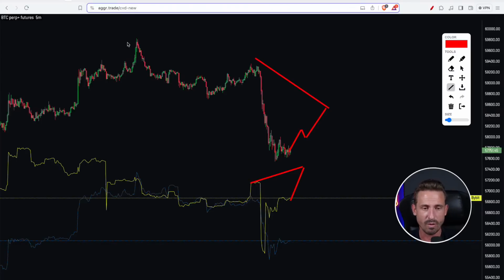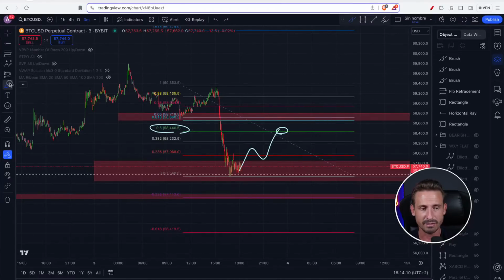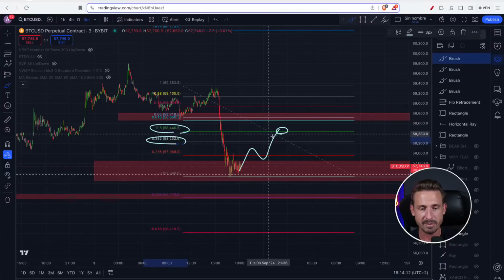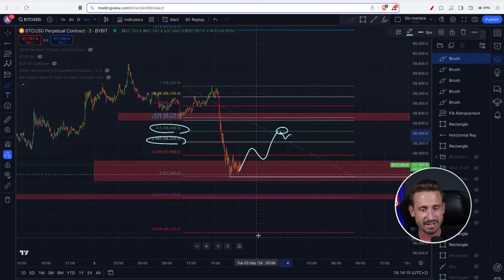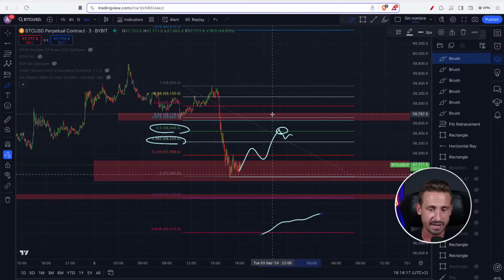We got a possible wave 1, wave 2, wave 3, wave 4, wave 5. You got bearish CVD divergence. You're starting to hit the 382 Fibonacci and the 50% zone, and you're forming insane higher highs on the CVD.